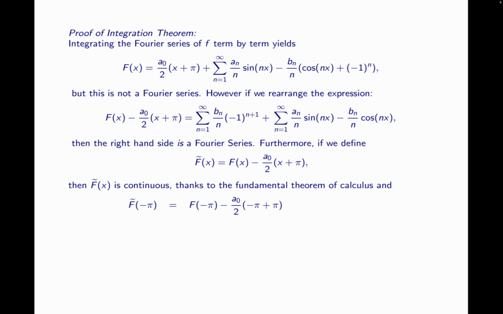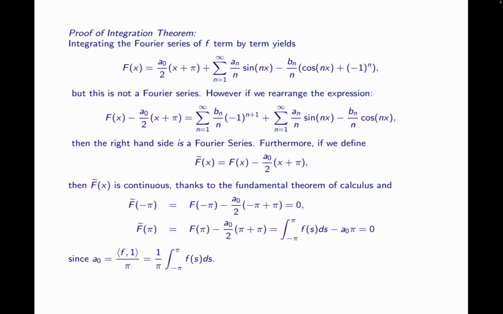But remember, I chose big F to be the particular antiderivative that is 0 at negative pi, minus a_0 over 2 times negative pi plus pi. Of course, that's 0. I get 0 minus 0. Now, f tilde of pi is F of pi minus a_0 over 2 times 2 pi. Now, F of pi, if we remember the definition of big F, is just the integral from negative pi to pi of f minus a_0 times pi. And that's 0. And the reason it's 0 is because of the definition of a_0.